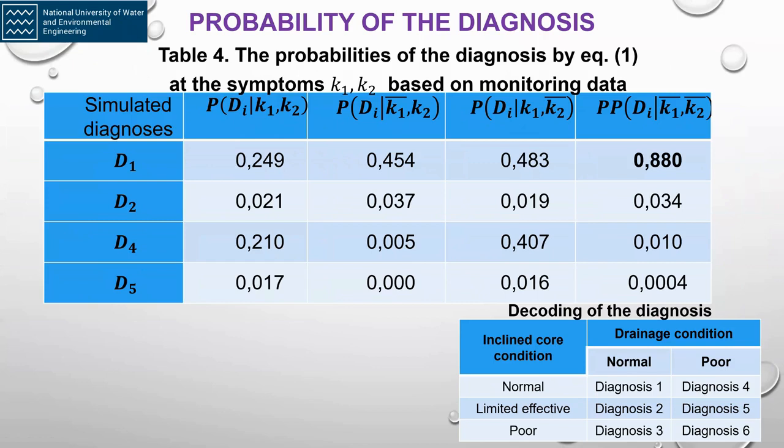With the involvement of the conditional probability based on statistical information and knowledge of dam behavior, the diagnosis 1, normal dam condition, can be concluded as the most probable according to the monitoring data for the reference period. With the inclusion of more site-specific symptoms, this technique can be more sound.